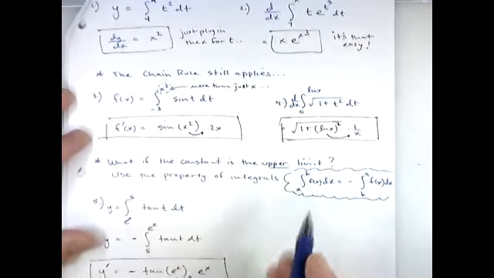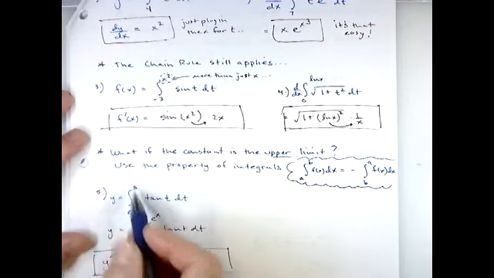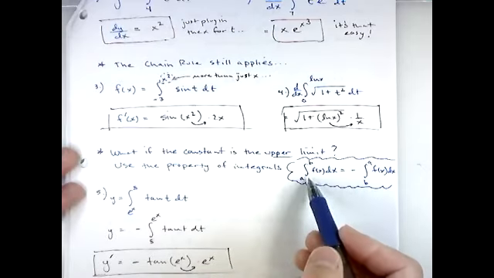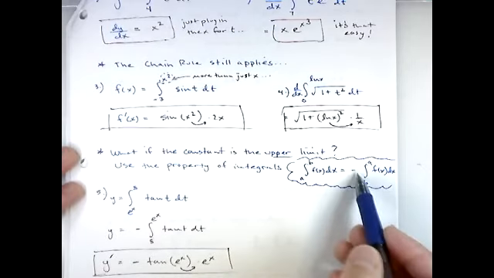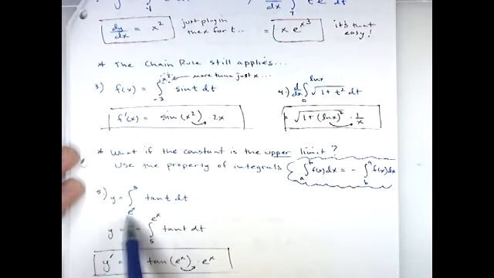What if the constant is in the upper limit? So like on my next example, I have the integral from e to the x to 5 of tangent of t. What do I do with that? Well, we know from earlier stuff that we learned that if we want to reverse the order of integration, we're going to just put a negative out in front. And the fundamental theorem, this function of x does need to be in the top. It can't be in the bottom.